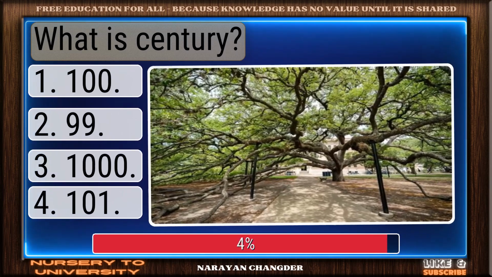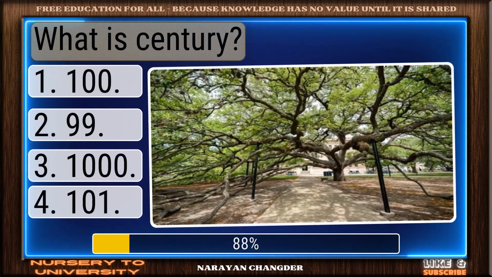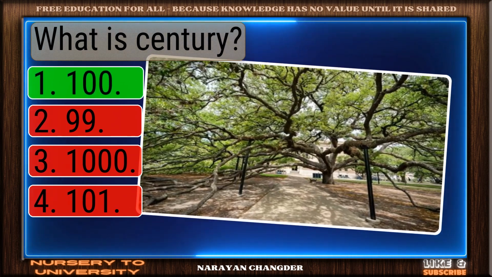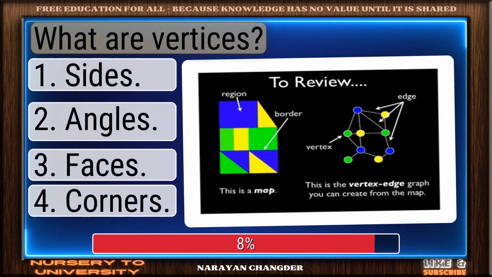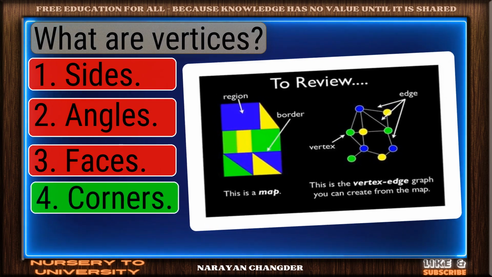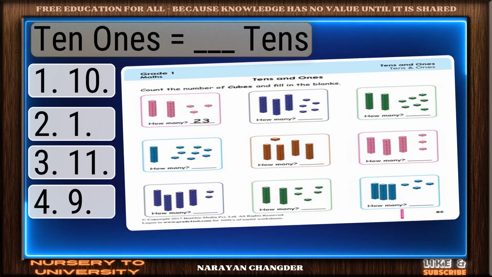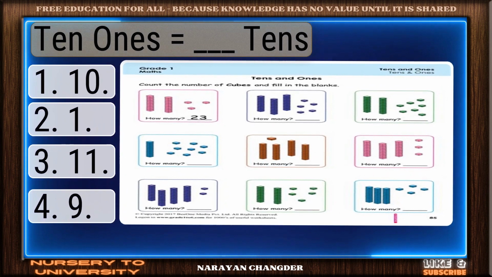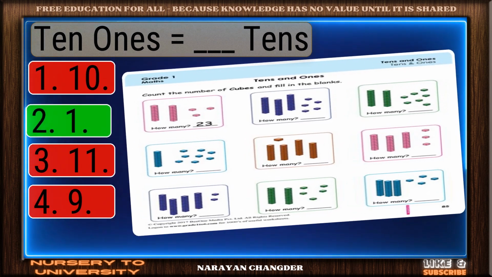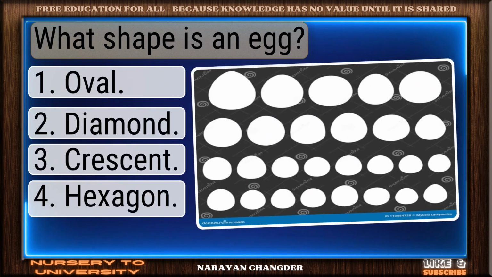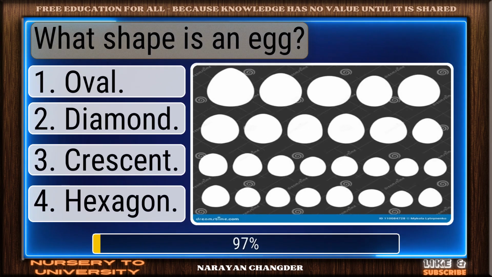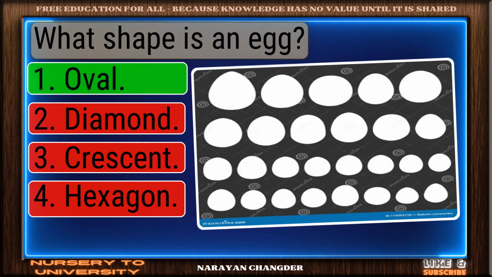What is century? Exactly. 100 makes sense and it is right choice. What are vertices? Valid point. Corners is true. 10 ones equal to dash tens? Correct. 1 is the right answer. What shape is an egg? Bravo. Oval is the answer.